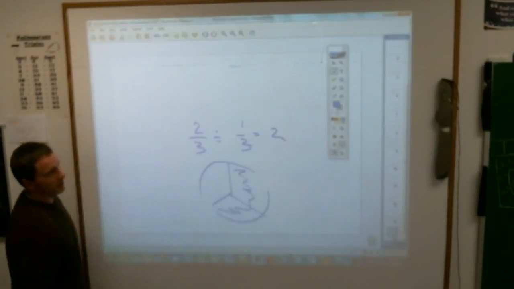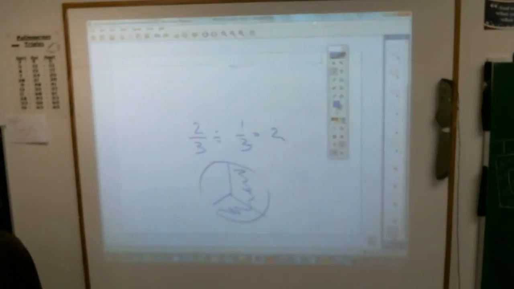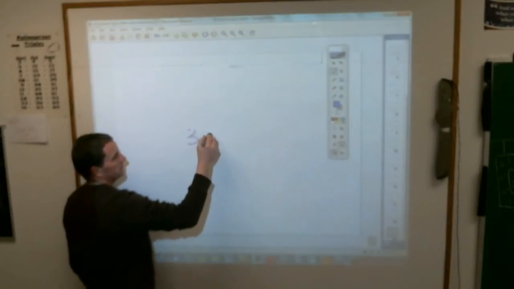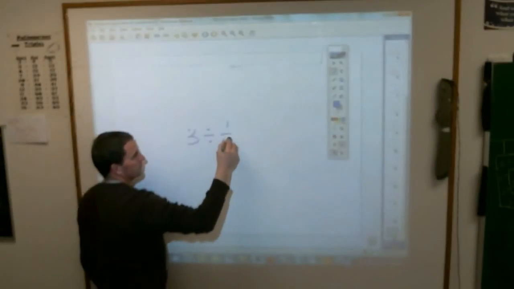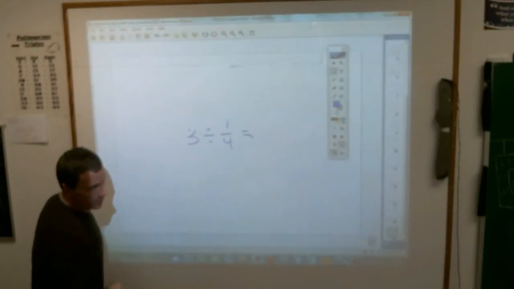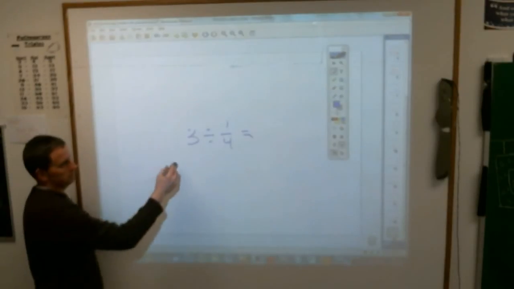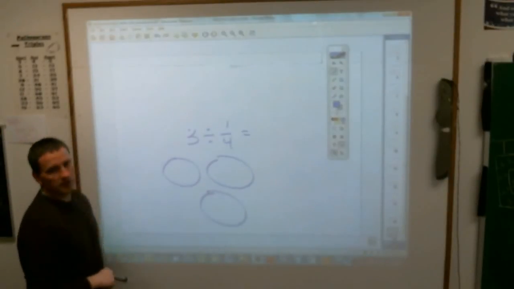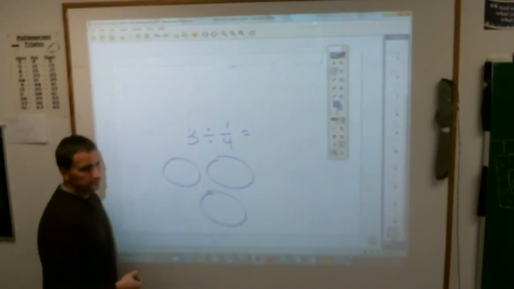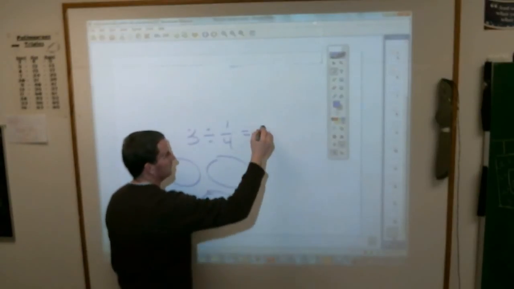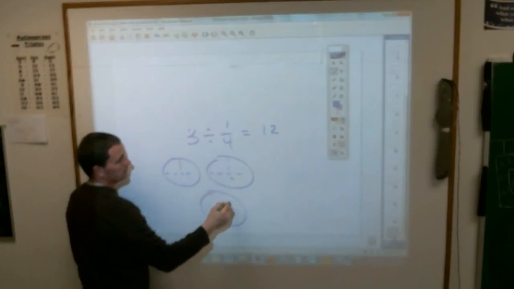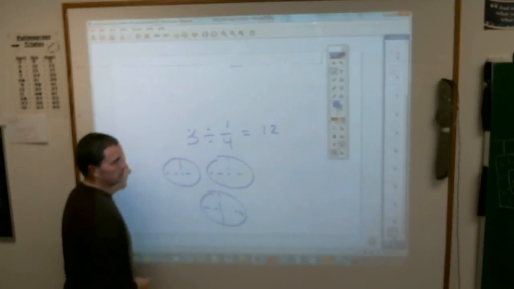Matter of fact, there you actually get a whole number, 2/3 divided by a third. What is 3 divided by 1/4? How many quarters can you get out of 3? You start with 3 whole circles. How many quarters do you get, Brant? Or Bryce? 12. Because each one of these will give you 4 quarters. Boom, and there we go.